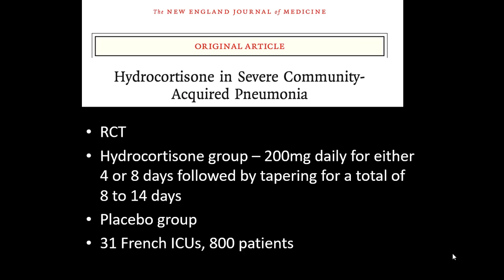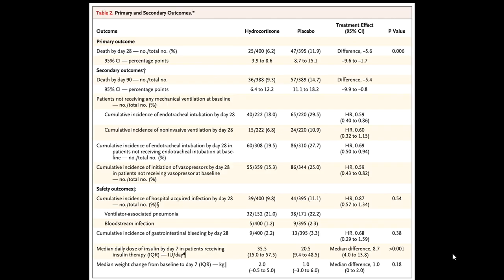This is the latest trial, published in March 2023, where they looked at the role of hydrocortisone in severe CAP. Earlier we were looking at methylprednisolone. This is hydrocortisone, 200 milligram daily for either 4 to 8 days, followed by a tapering of 8 to 14 days, and the other was a placebo group. 31 French ICUs and 800 odd patients were enrolled, and they found that the primary outcome, death at 28 days, was much lower in the hydrocortisone group as compared to the placebo group. So this is the first positive trial of hydrocortisone in community acquired pneumonia, which says if you are giving hydrocortisone, you will have a positive outcome.